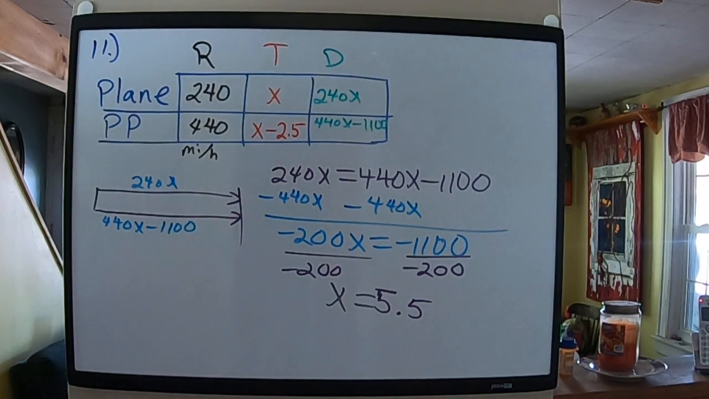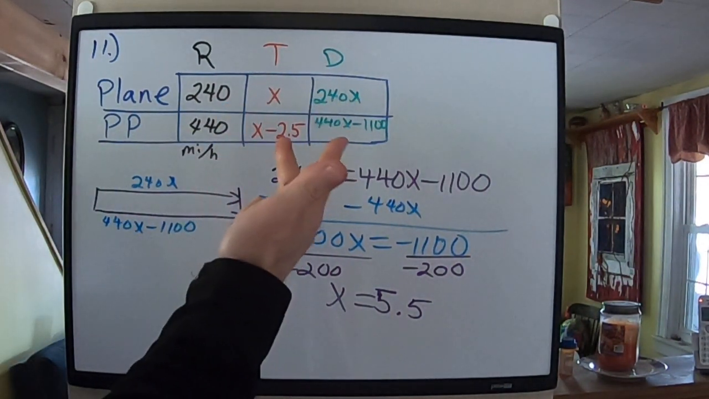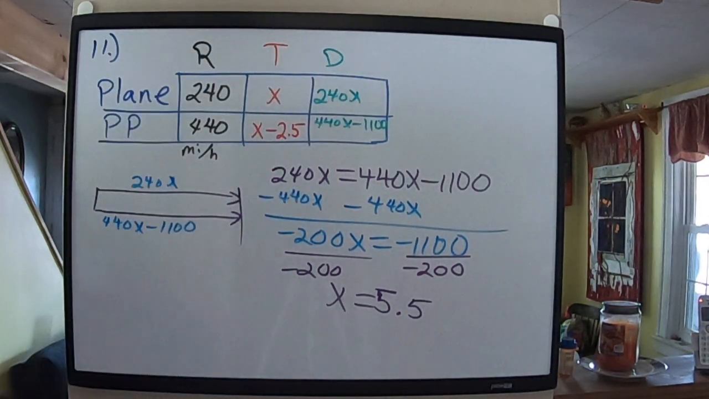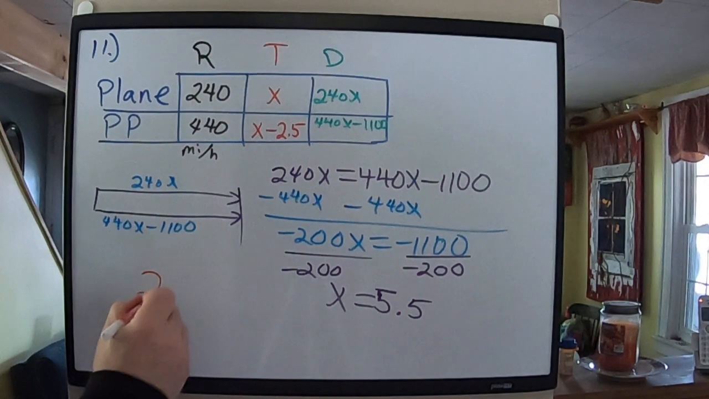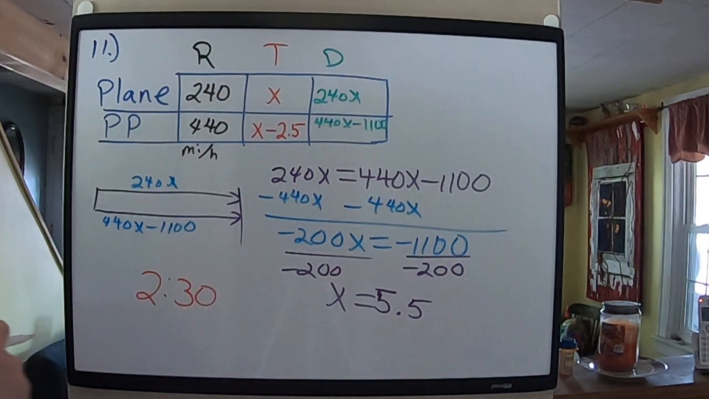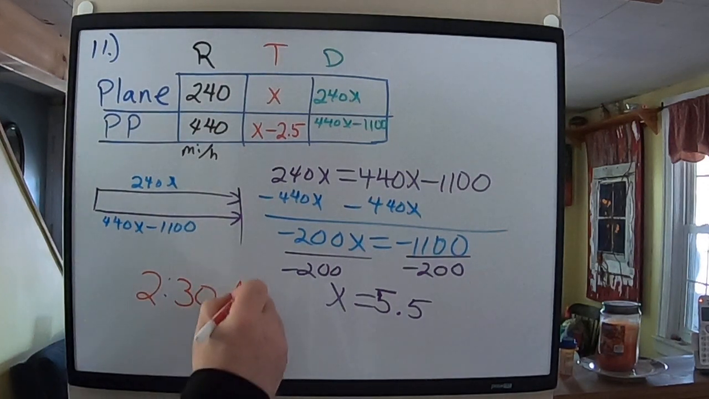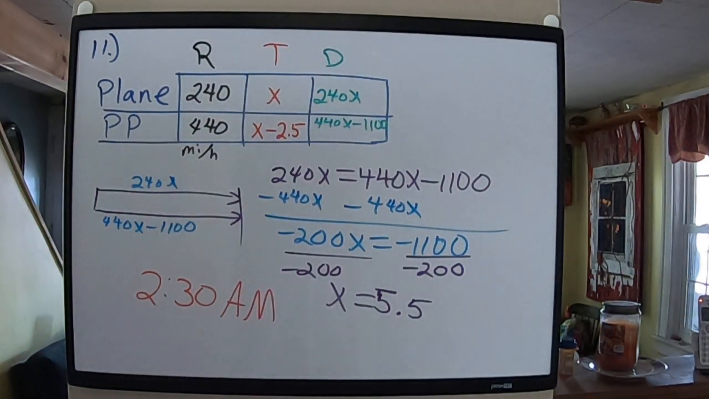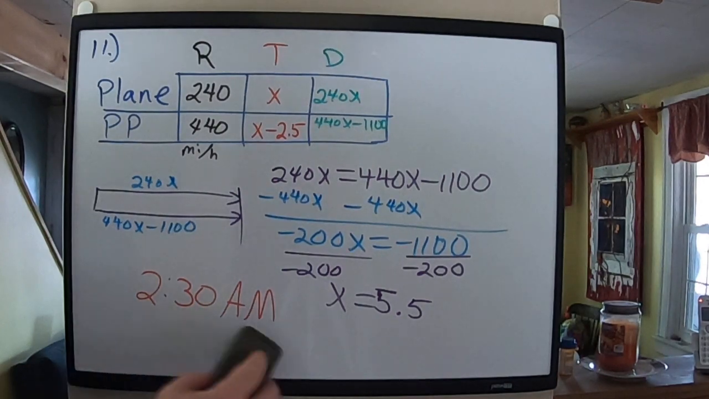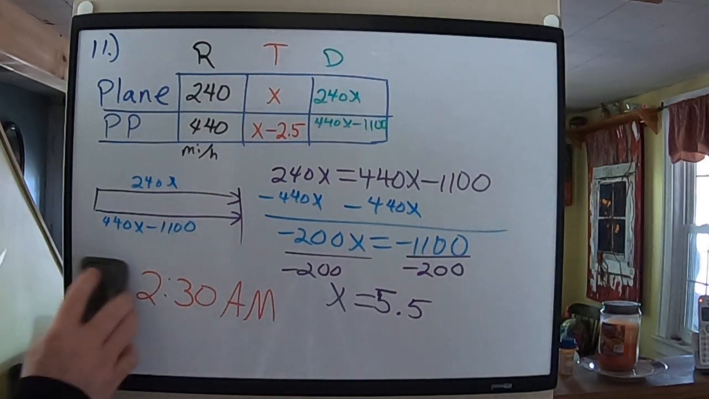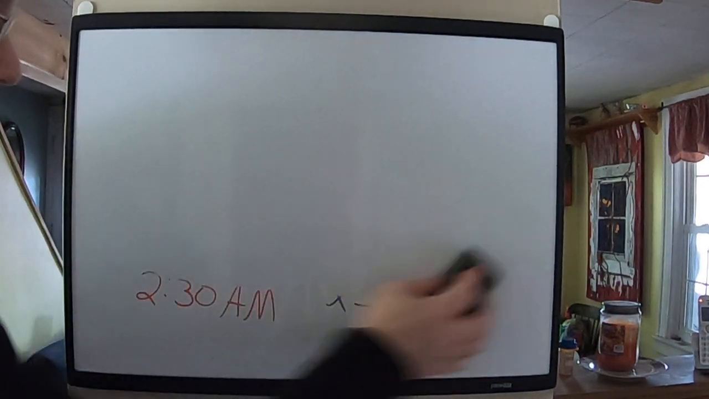So that tells me if I add 5.5 hours to 9 a.m., 9 to 10, 11, 12, 1, 2, and another half hour is 2:30. This was p.m. to a.m. That's what time the pursuit plane overtook the slower plane, because it asked for what time, not how long. If it was just how long, it would be 5.5 hours. But it asked at what time. It was 2:30 a.m. All right, that was number 11.